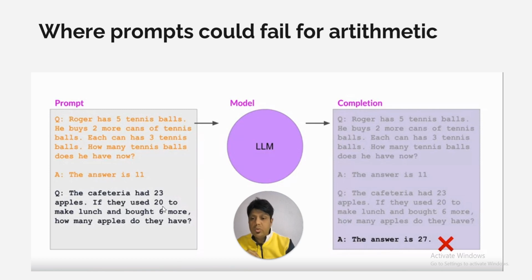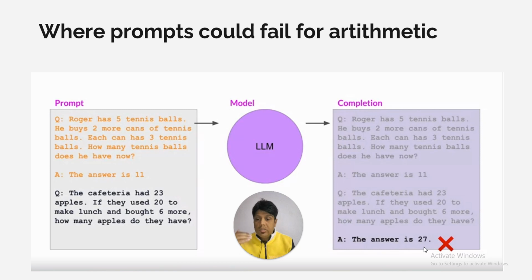Now you're asking: the cafeteria had 23 apples. If they used 20 to make lunch and bought 6 more, how many apples do they have? So they had 23, they used 20, that means now they are left with 3, and then they bought 6 more. So the answer should be 9. But if you see, the model, ChatGPT, has answered this incorrectly. The answer which it gave is 27. Why? Because somehow the model did not understand the question, and it did not follow how to calculate it.